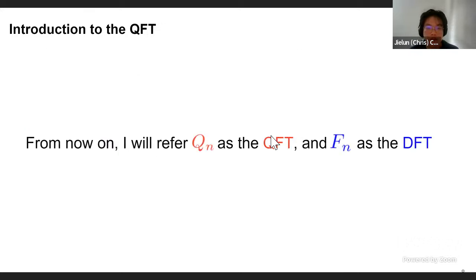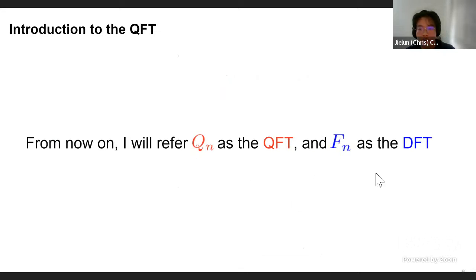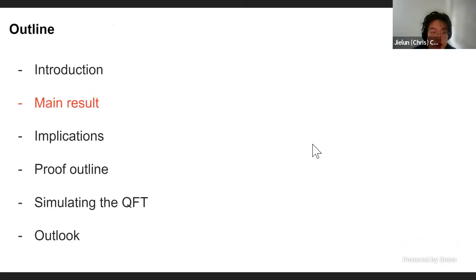So from now on, we'll actually refer to Qn as the QFT and Fn as the DFT, which means that I will only care about this core part and drop the bit reversal, and I will call this part the Quantum Fourier Transform. The entire circuit I will refer to as the discrete Fourier transform matrix.